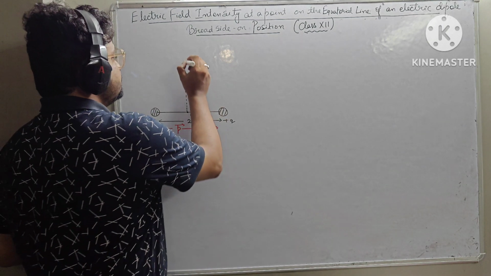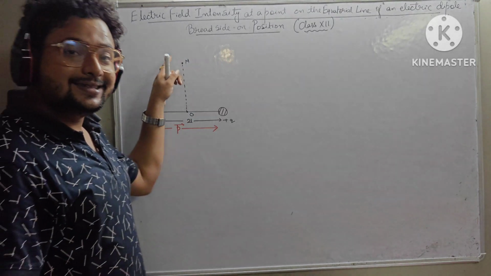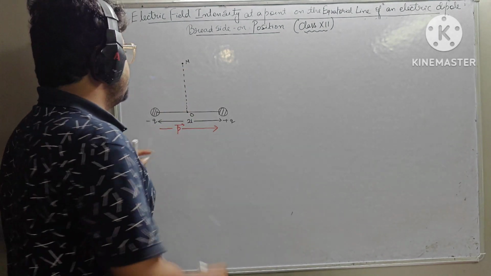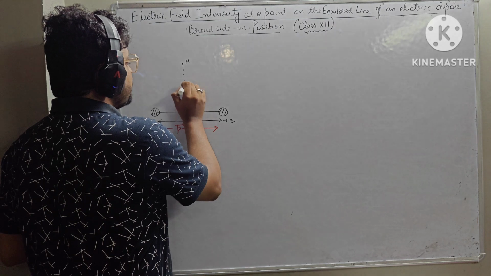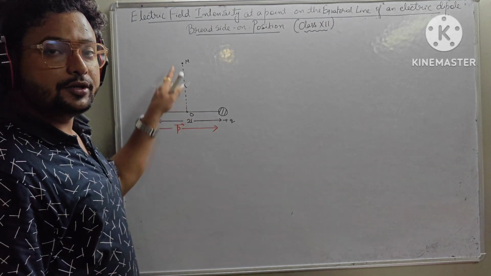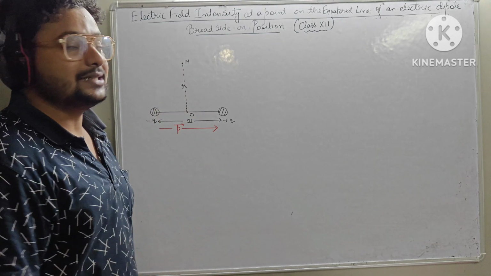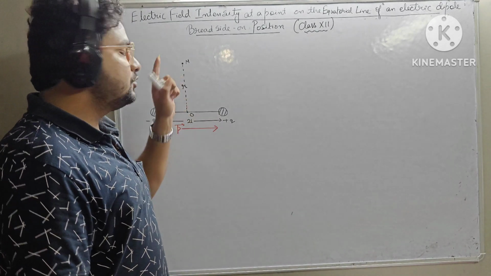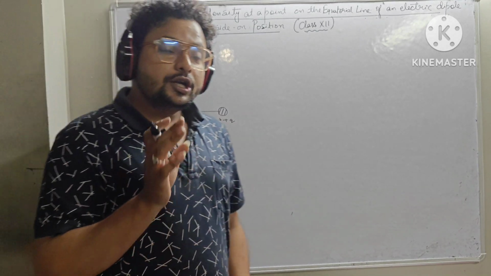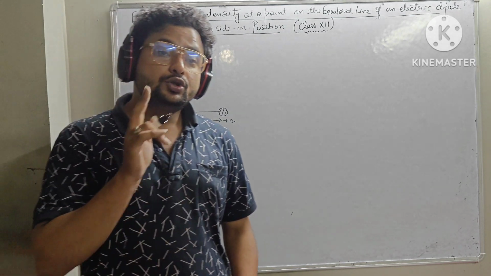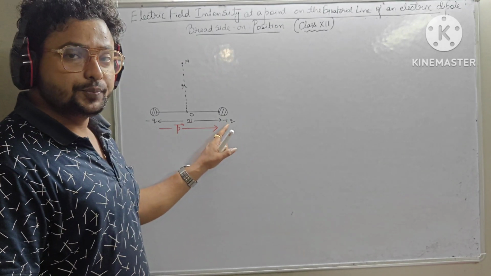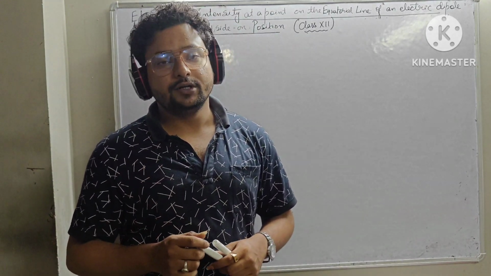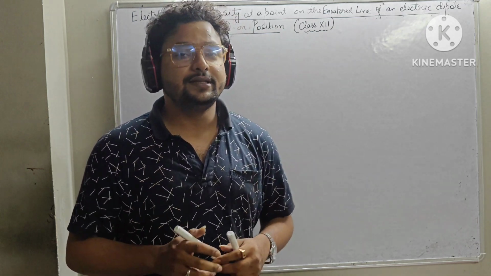And over here, suppose I take one point, point M. At this point, you have to find the resultant electric field intensity. Suppose the distance from the center to point M is r. That is, the point is at distance r from the electric dipole. Here also we are going to get two electric field intensities, one due to plus q and another due to minus q. After that, we see the directions and then find the resultant electric field intensity. The procedure remains the same.